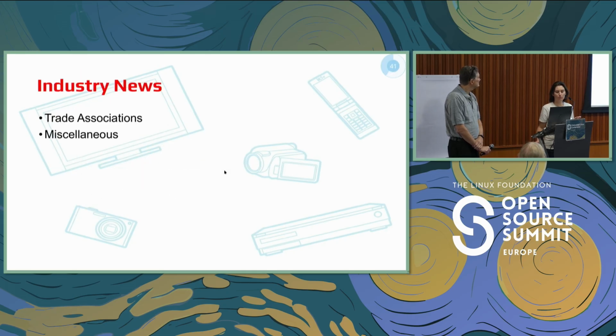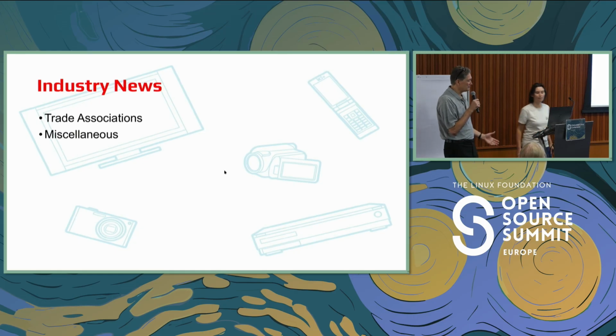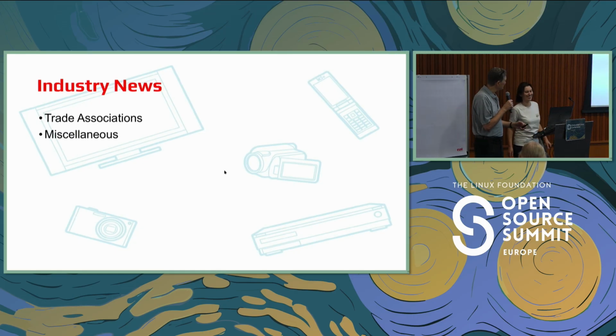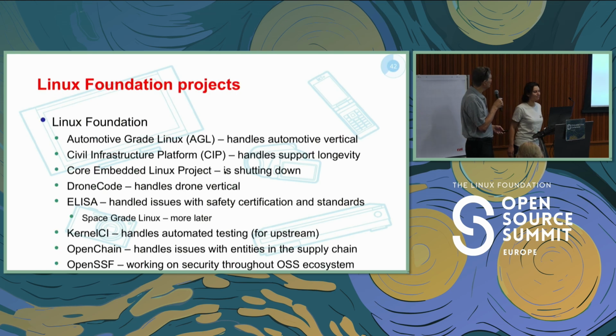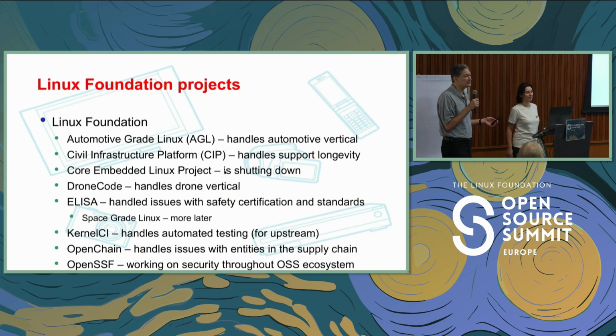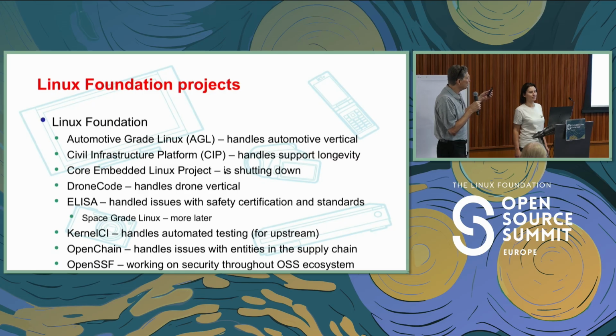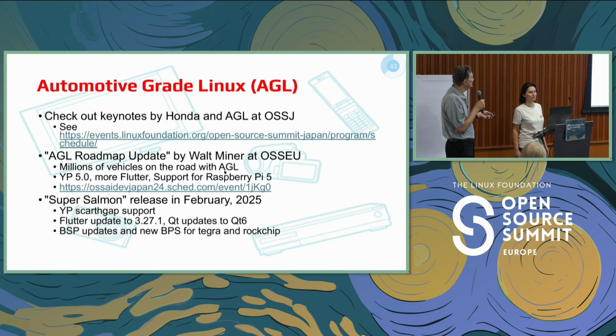Now on the industry news. Okay, so we cut out a lot of information here that we normally have, but we'll just go through a couple of things. The Linux Foundation has a ton of projects that are in some way related to embedded. AGL obviously is, we consider automotive embedded. But we've got the Civil Infrastructure Platform, the core embedded Linux project, which unfortunately is shutting down. But we've got DroneCode, ELISA, Space Grade Linux, KernelCI for testing, OpenChain for supply chain stuff, OpenSSF on security. Just some of this material is a little bit old.